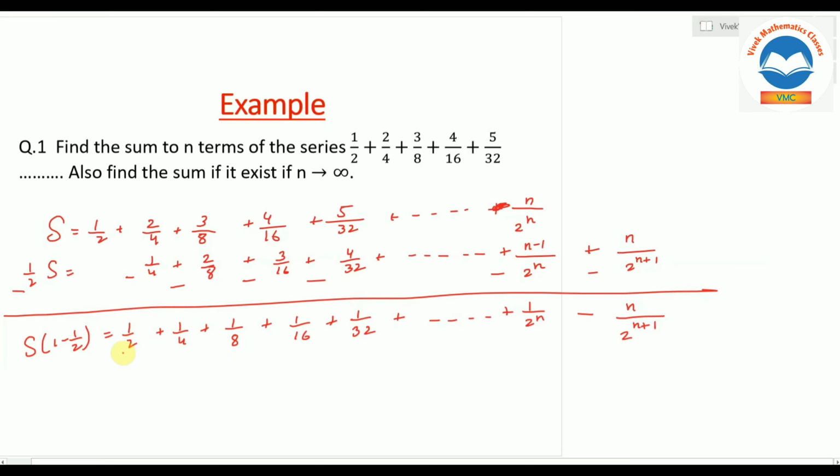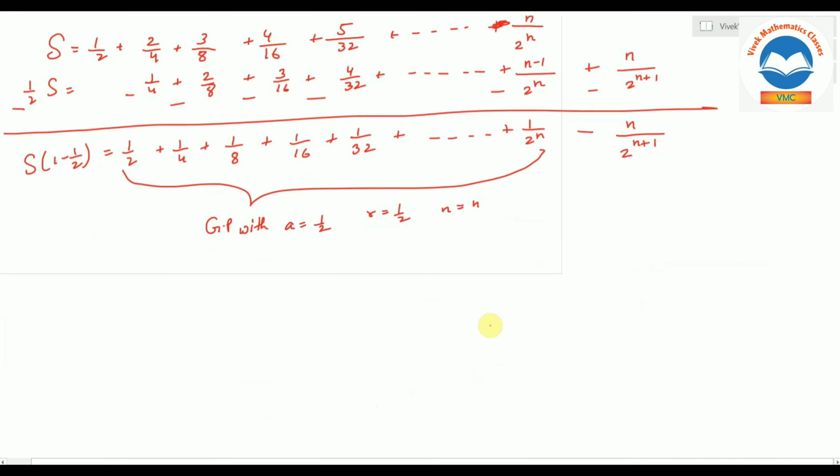So if you see here, the first n terms are a GP with A equal to 1/2 and R also equal to 1/2, and n will be n only. So I will find the sum of this GP. Yes, we can find. So here on the left side we will get 1/2 S equal to, what is the sum of n terms of a GP? A into (1 - r^n) divided by (1 - r).